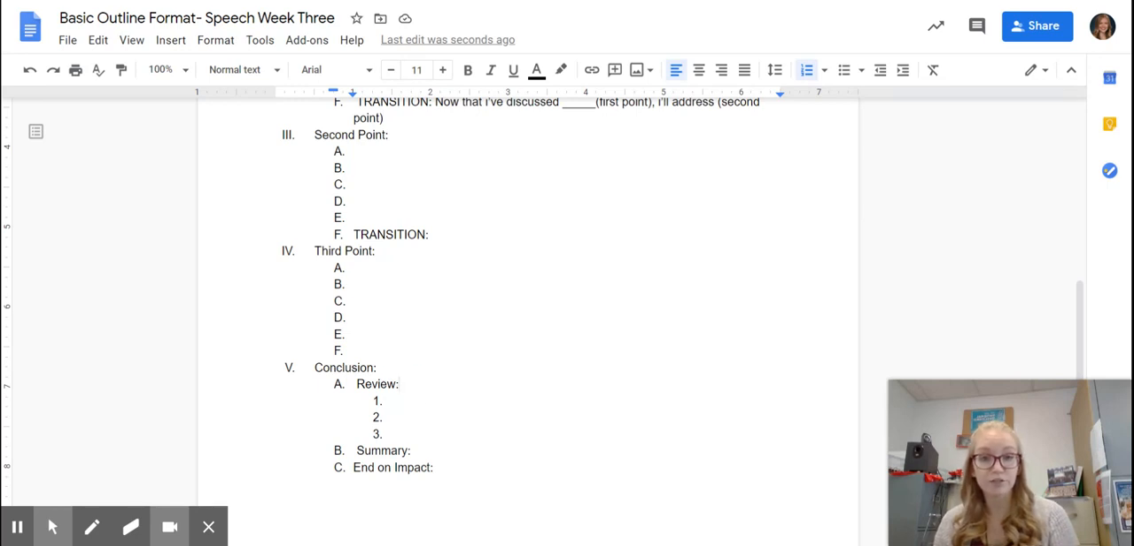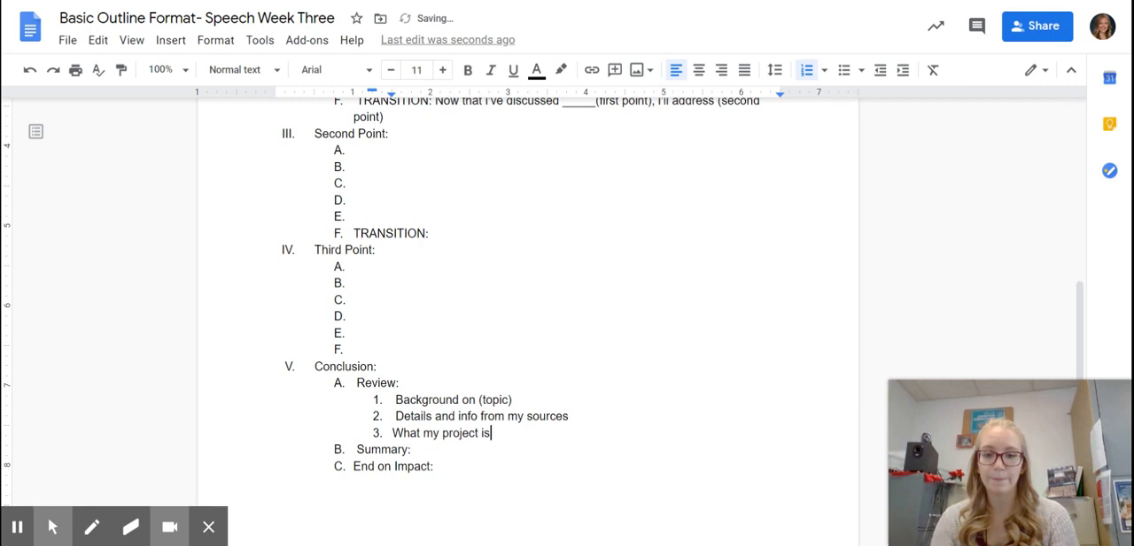Your first part of your conclusion is your review. This is where you restate those 3 points again. So I'd write background on whatever my topic is. Second would be detailed information from my sources. And the last one would be what my project is. Your third point needs to be about what your project is.